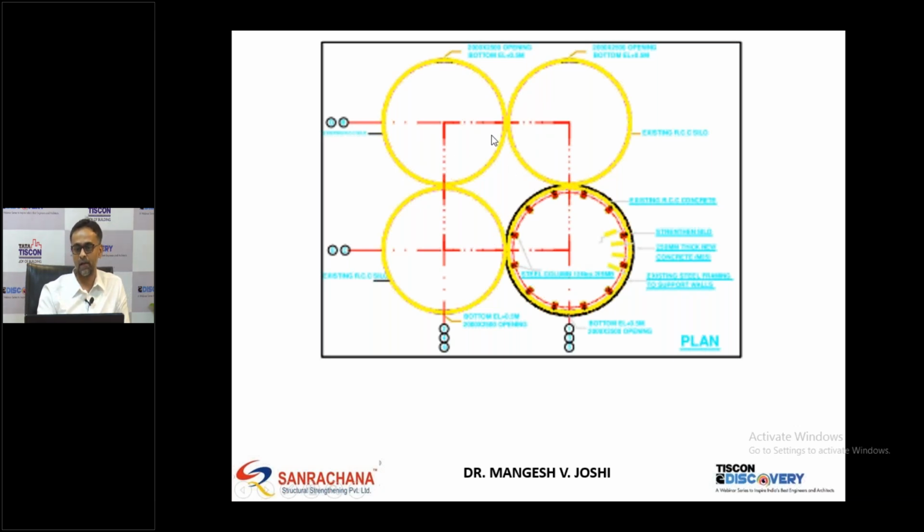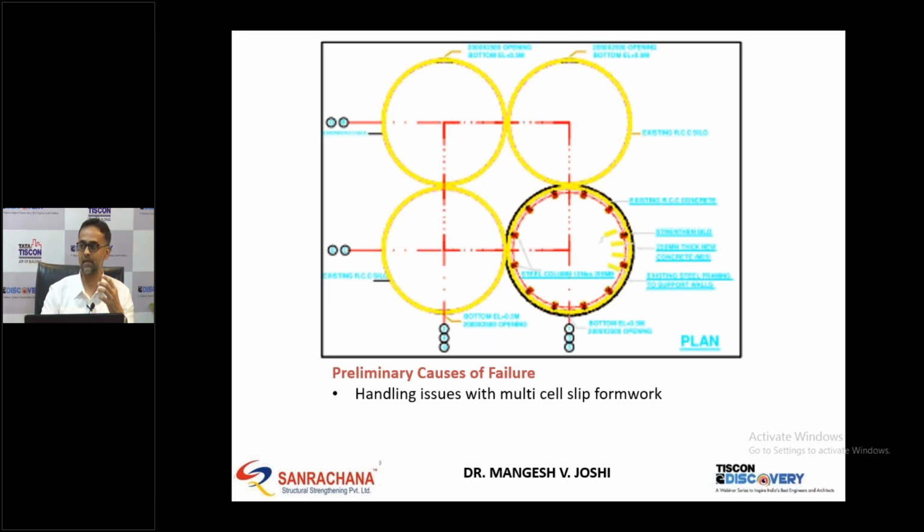So geometrically, it was a very good geometry in terms of its stiffness. All 4 tubes bundled together. So it shouldn't have collapsed if it had been cast properly. So what are the preliminary reasons for failure? First is a handling issue with multi-cell slip form work. This entire silo was cast using multi-cell formwork technology, and they used to start casting from this point, then fill it, and then come to this and fill it.